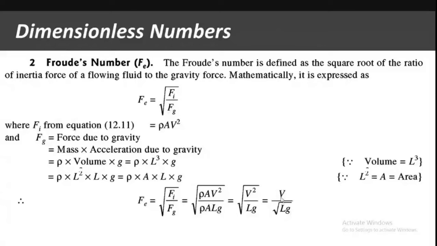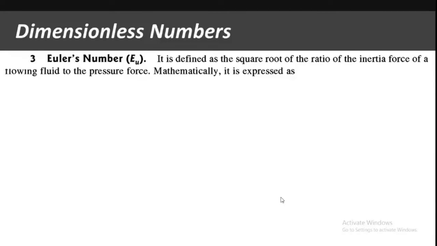ओके. द फ्रॉड नंबर इज गिवन बाय, चार ऑप्शन रहेंगे. ओके. पहला ऑप्शन ऐसा हो सकता है, फर्स्ट टाइप का क्वेश्चन ऐसा हो सकता है, Fi अपॉन Fg अंडर रूट ऑफ Fi अपॉन Fg, Fg अपॉन Fi अंडर रूट ऑफ Fg अपॉन Fi. चार में से आपको करेक्ट ऑप्शन चूज करना है. या फिर द फ्रॉड नंबर इज मैथमेटिकली एक्सप्रेस्ड एज Fr इक्वल्स टू v अपॉन अंडर रूट ऑफ Lg, Lg अपॉन अंडर रूट ऑफ v. ओके. एंड ऑप्शन सी और डी कुछ अलग हो सकते हैं. सो लाइकवाइज एमसीक्यू कैन बी आस्क्ड इन एग्जाम.